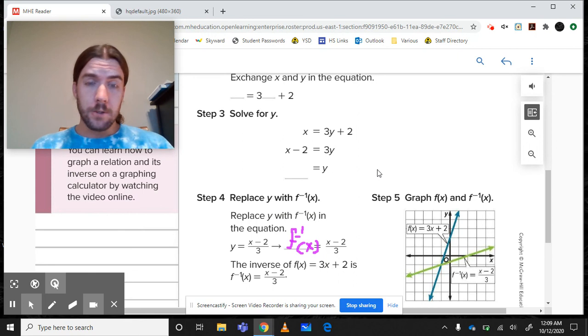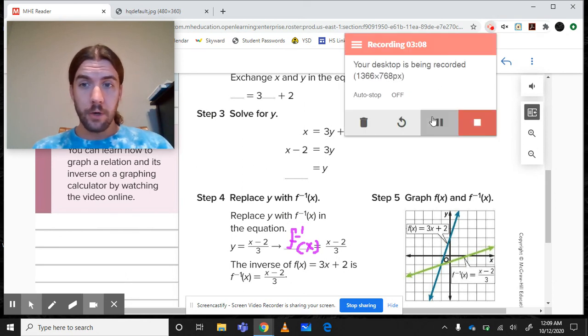And that's really it. That's all you have to do. You just have to switch the y and the x and then solve through, and you have your new function. Easy as can be. So we will move on from that to example number 3 next.